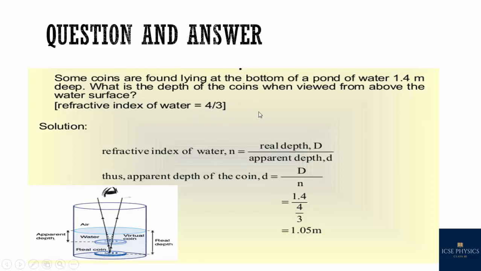So how can we find apparent depth? We know refractive index is real depth by apparent depth. We have got real depth, that's 1.4. Refractive index is 4 by 3. Now apparent depth can be found by real depth by refractive index. So we get 1.05 meter.